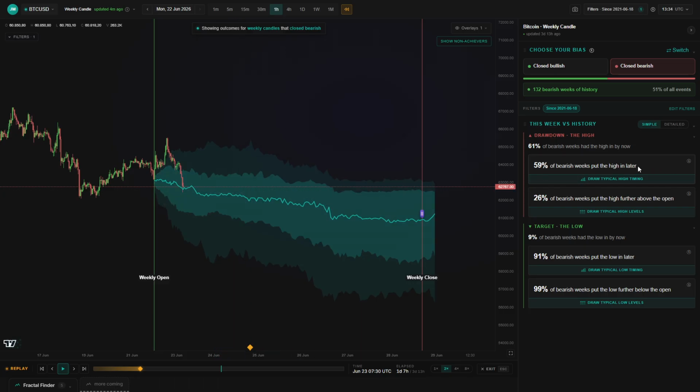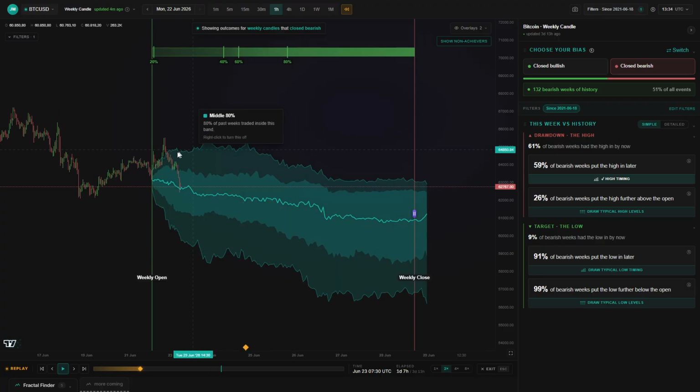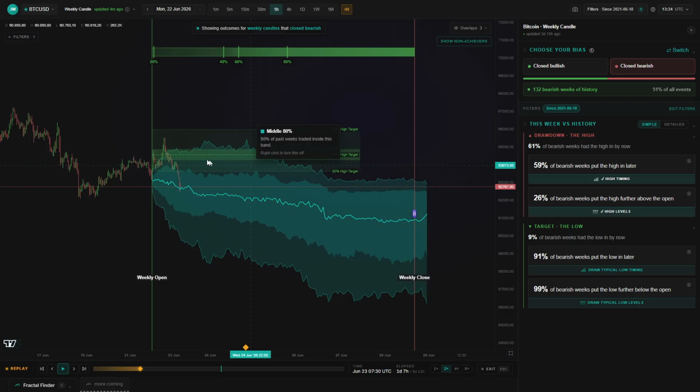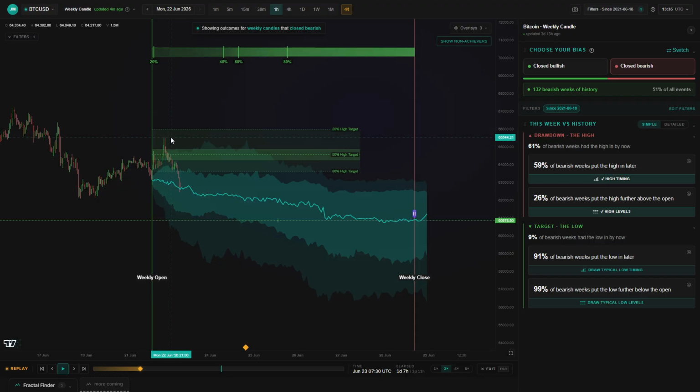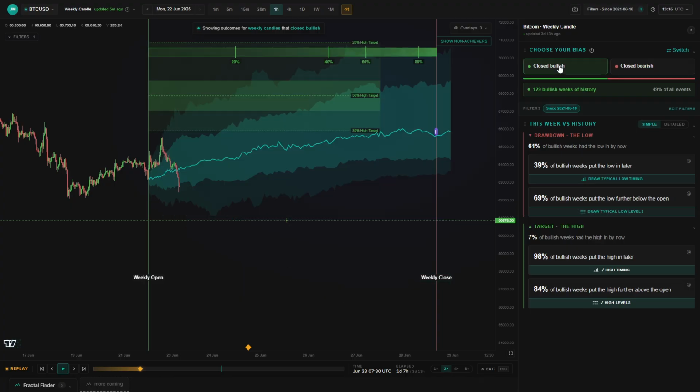59% of bearish weeks put a high in later, which means that if we draw out the typical high timings for a bearish week, the high got formed at a typical time. 26% of bearish weeks put the high in further above the open, which means that the high got put in at a typical level as well in terms of distance. At the exact same time, we can also see that price is now trading at the median level of the bearish distribution band. If we now click on closed bullish, we can see that it's starting to leave the 50% distribution band over here at the bottom.